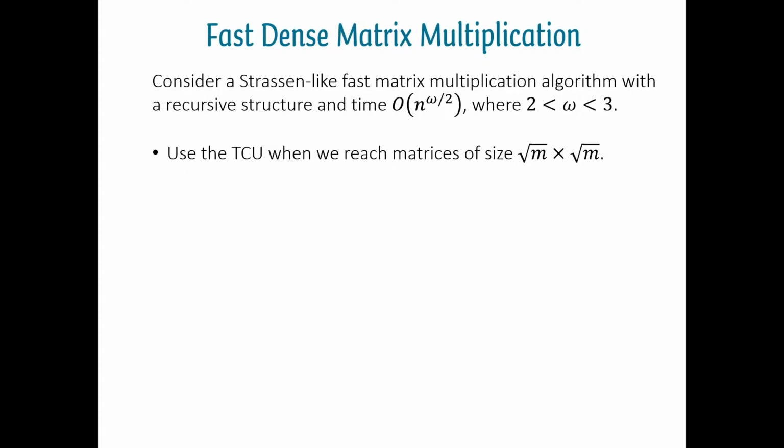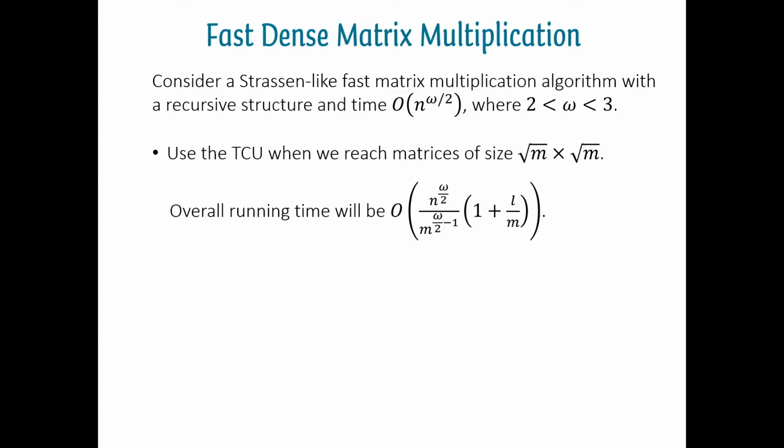At some point, you will reach a submatrix that is small enough that you can execute that product on the TCU. If that is square root of m by square root of m, that is the base case, then we will execute that on the TCU, and the trivial bound is simply that our runtime will be n to the power omega over 2 divided by m to the power omega over 2 minus 1 times this. So this is the speed up.